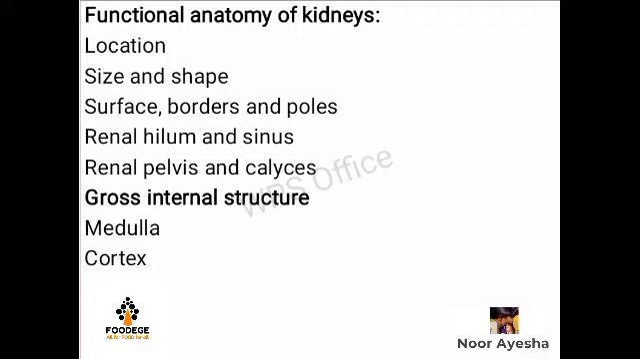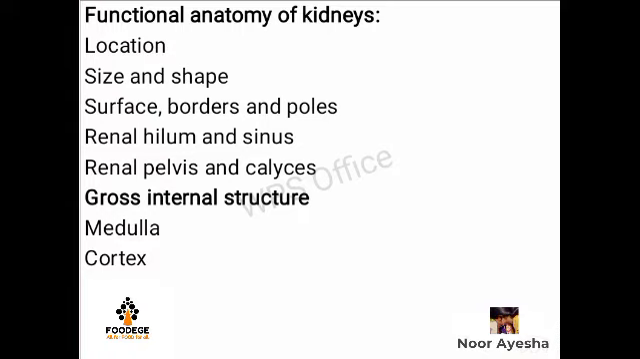Renal hilum and sinus. The renal hilum is a vertical cleft present on the concave medial margin. The renal sinus is the entrance to space within the kidney. Through the renal hilum, the renal artery enters and the renal vein and renal pelvis leave the renal sinus. The renal sinus is thus occupied by the renal pelvis, calyces, vessels, nerves and a variable amount of fat.